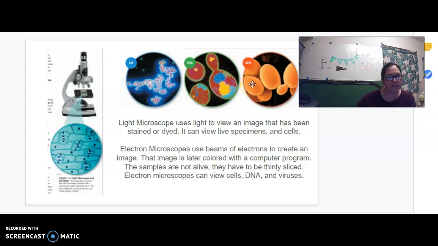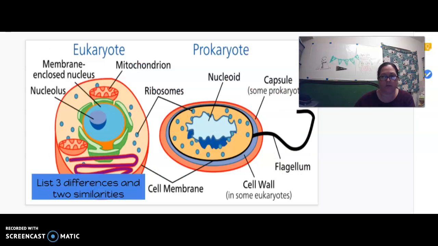Alright, downside to this, these samples are not alive. These samples need to be sliced very thin in order for you to see through them. But you can view things like DNA and viruses. Both of these can be used to view prokaryotic and eukaryotic cells. So let's take a look at those.